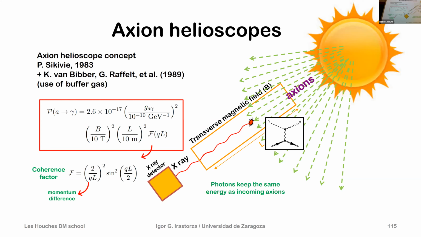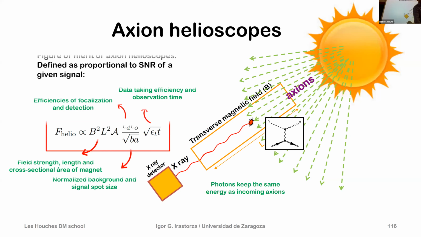That's why helioscope exclusion plots are flat until higher masses than in the case of laser-based experiments. But still, this ends up happening at some point. For typical sizes of these experiments, this happens at 0.1 electron volts, something like that. 0.01, 0.02 electron volts. And then there is a technique to push these to higher masses, the so-called buffer gas.